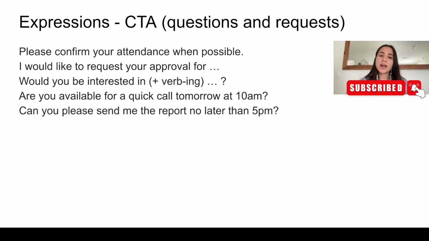And then here you can add a verb ing. This is a really good one to remember. So, interested in, verb ing formula. So it could be, would you be interested in attending? Would you be interested in meeting? Different types of verb ing forms you can use here.